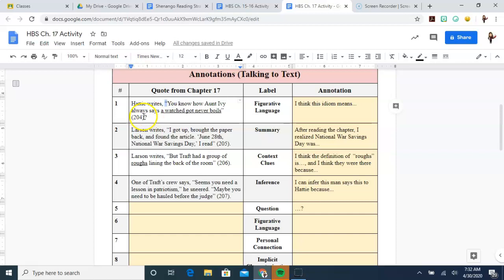And then at the end, you want to put the page number, and the punctuation at the end. So in this case, she was using a question mark. That goes after your page number, after your citation, we call this.